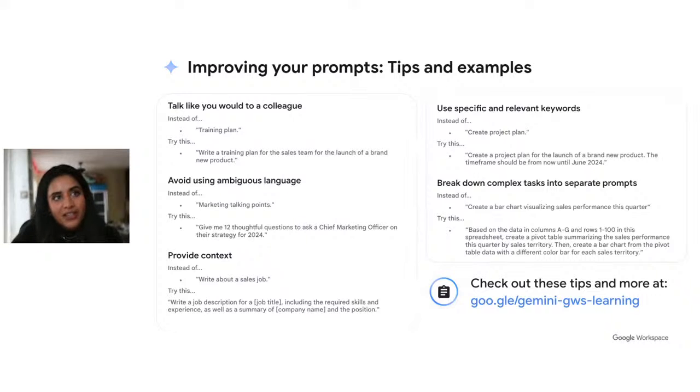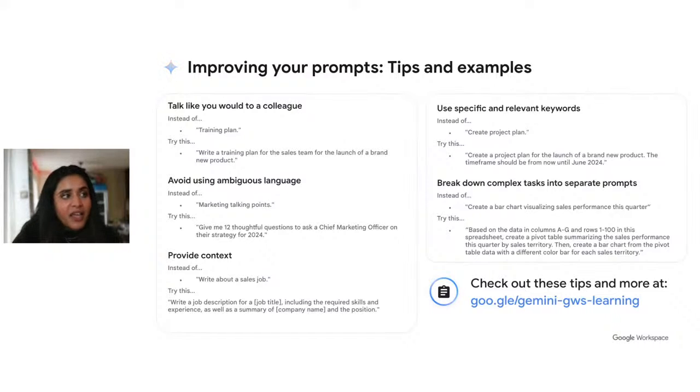We should talk to the LLM as if we're talking to a colleague. You wouldn't talk to a colleague like, "Hey, training plan." "Wait, what? What does that mean?" You have to say, "Hey, can I get a training plan for my sales team for the launch of a brand new product?" The other thing is you can avoid using ambiguous language. For example, instead of saying "marketing talking points," you can say, "Give me 12 thoughtful questions to ask the chief marketing officer." And we have learned that you can provide context.